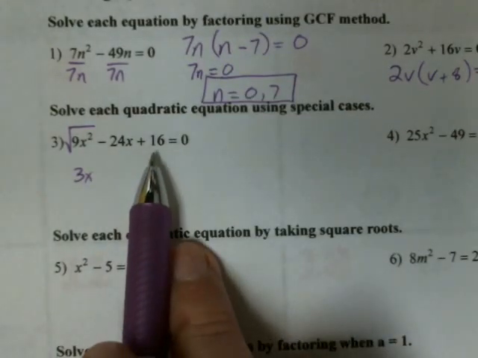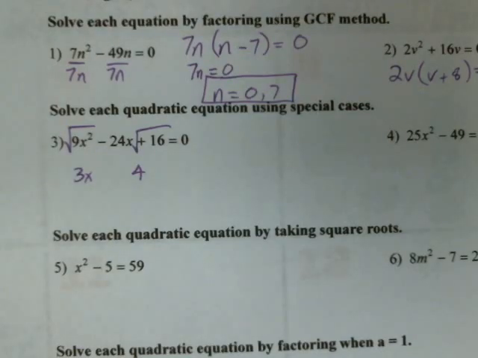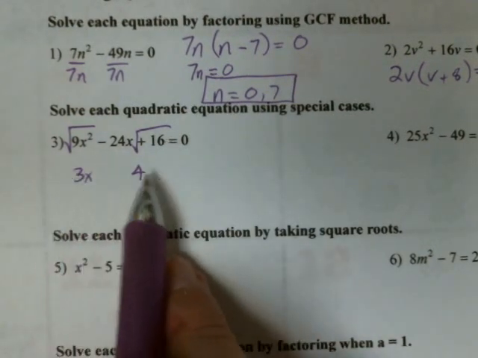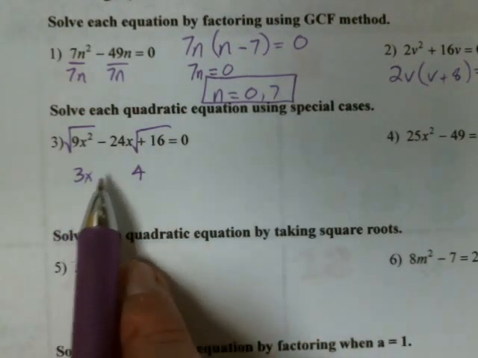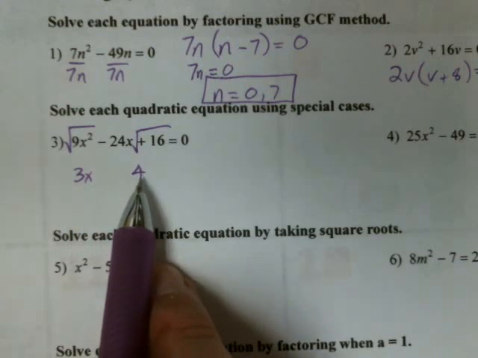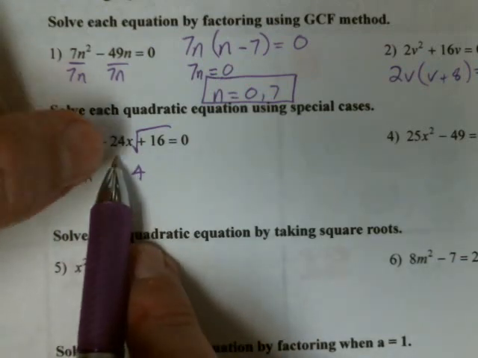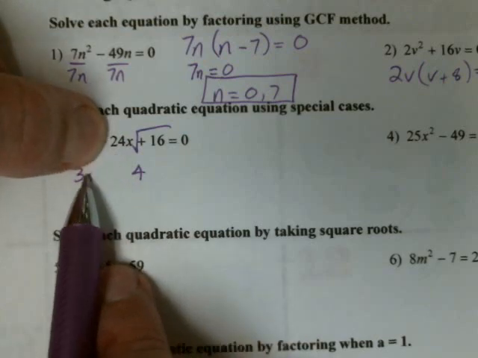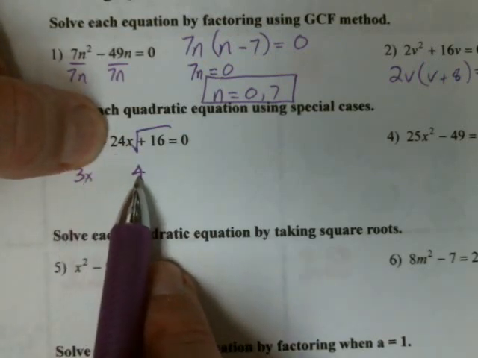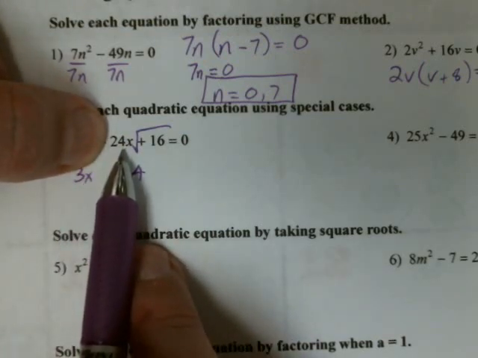And then I look at the back term, the positive 16. Can I take the square root of positive 16? Well, yes, I can. That's 4. Now, here's the catch, guys. This is what everybody struggles to remember. If those first and third terms are perfect squares, I got to check and see when I multiply these guys and double it, do I get the middle term? I don't really care about the sign of the middle term. I just want to see, is 3x times 4, 12x? When I double that, do I get 24? Wow, well, yes, I do.